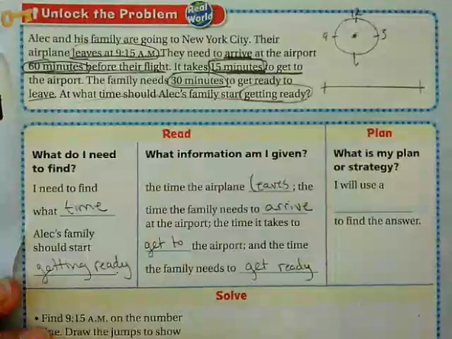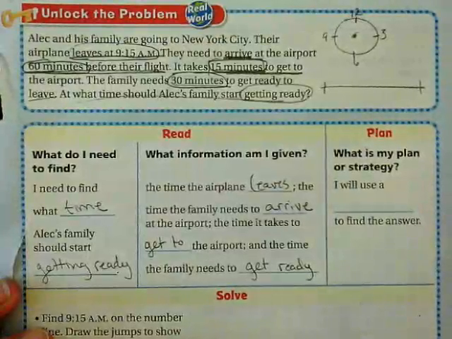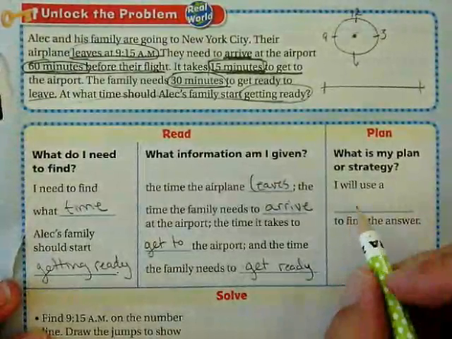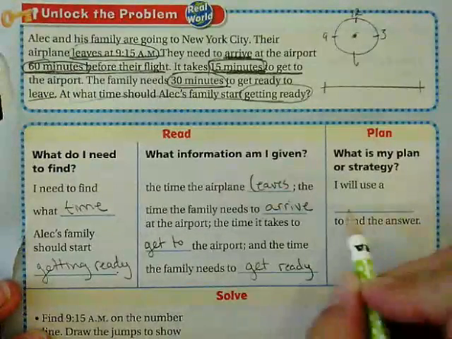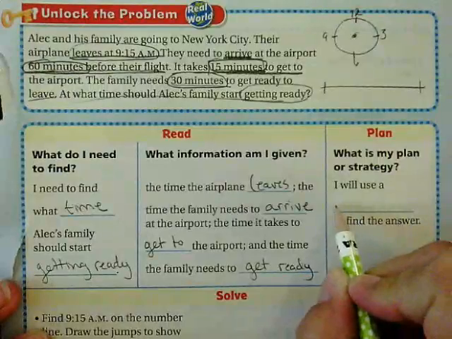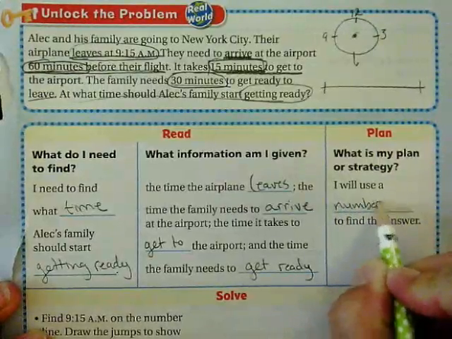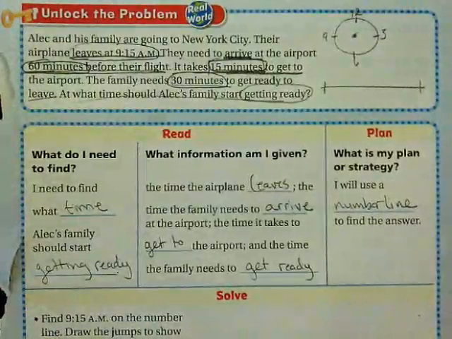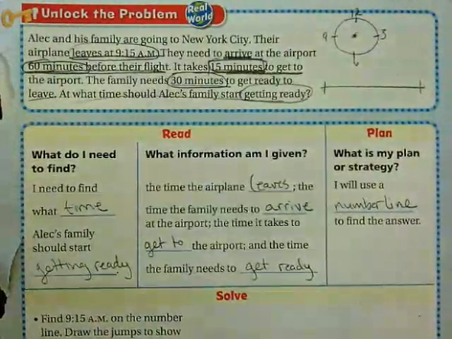So what plan can I use to find my answer? Well, I'm going to use a number line because a number line is going to help me jump back easier than a clock would. So I will use a number line, or you can call it a timeline. Either one works, to find my answer.